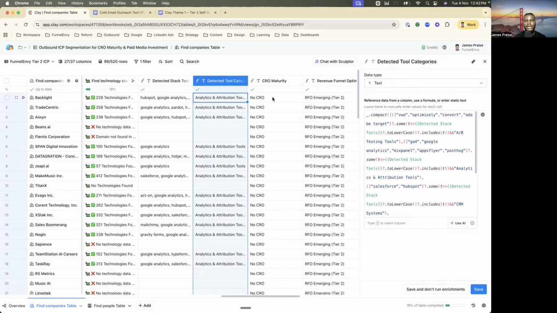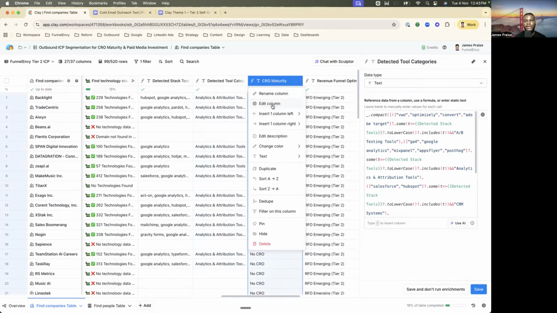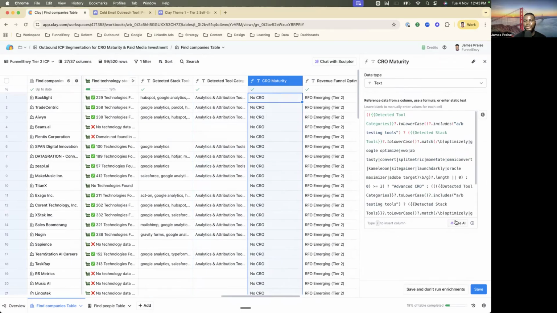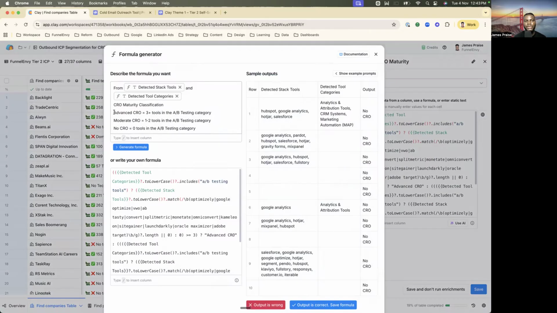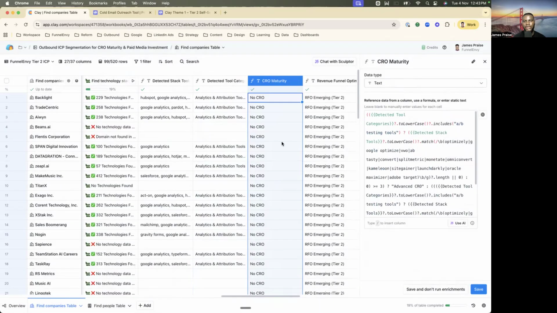So the last thing I did now was to determine their CRO maturity, so conversion rate optimization maturity, based on the tools I could find. The company is advanced in CRO if they have more than 3 tools in the A/B testing category. It's moderate if they had 1 to 2 in the A/B testing category. And if they have no A/B testing tool at all, then they are no CRO, right? And that was my categorization.